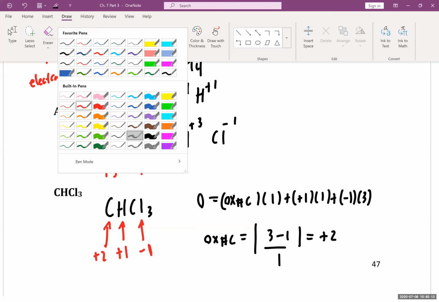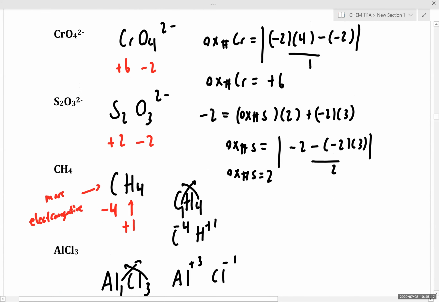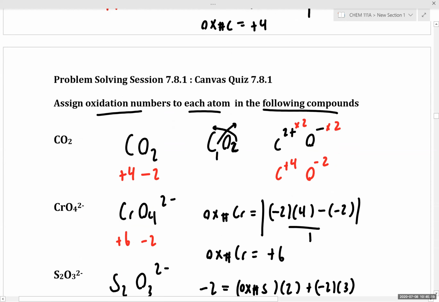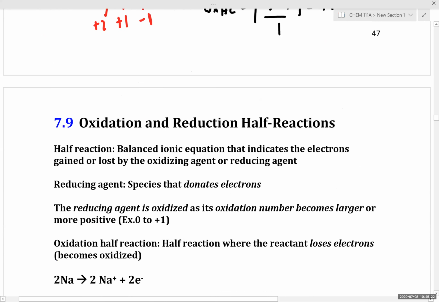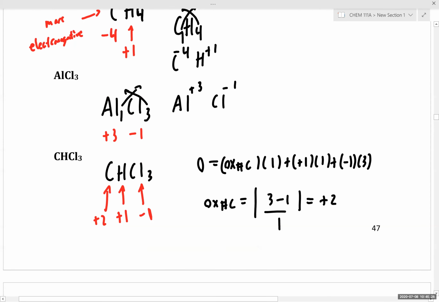Okay, so let's try to apply what we've learned. And now that we went through a series of oxidation number assignments, let's talk a little bit about oxidation and reduction half reactions. Sorry, the way that we got the 3 from is we have 3 chlorine atoms, and each of the chlorine atoms have an oxidation number of -1. Perfect.